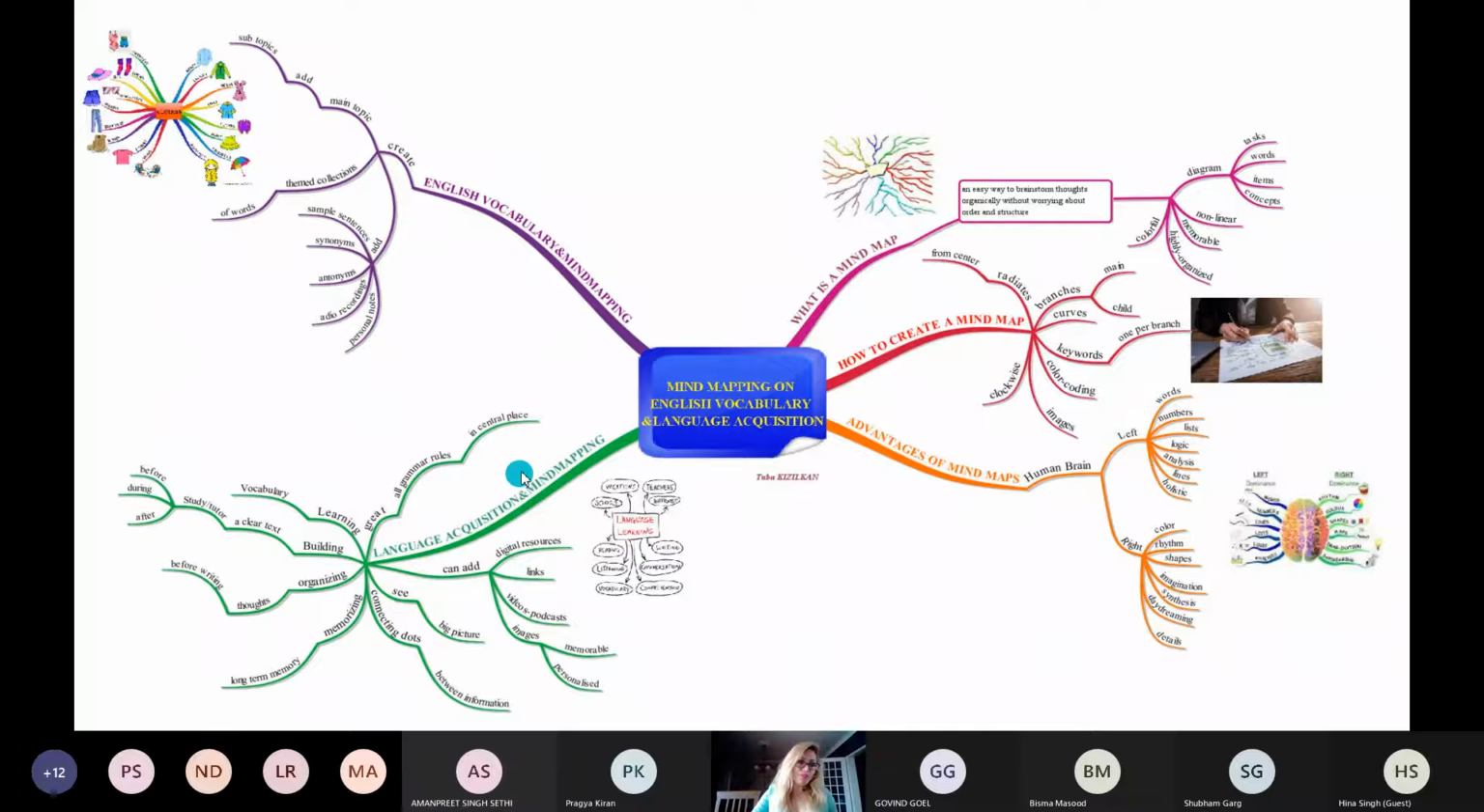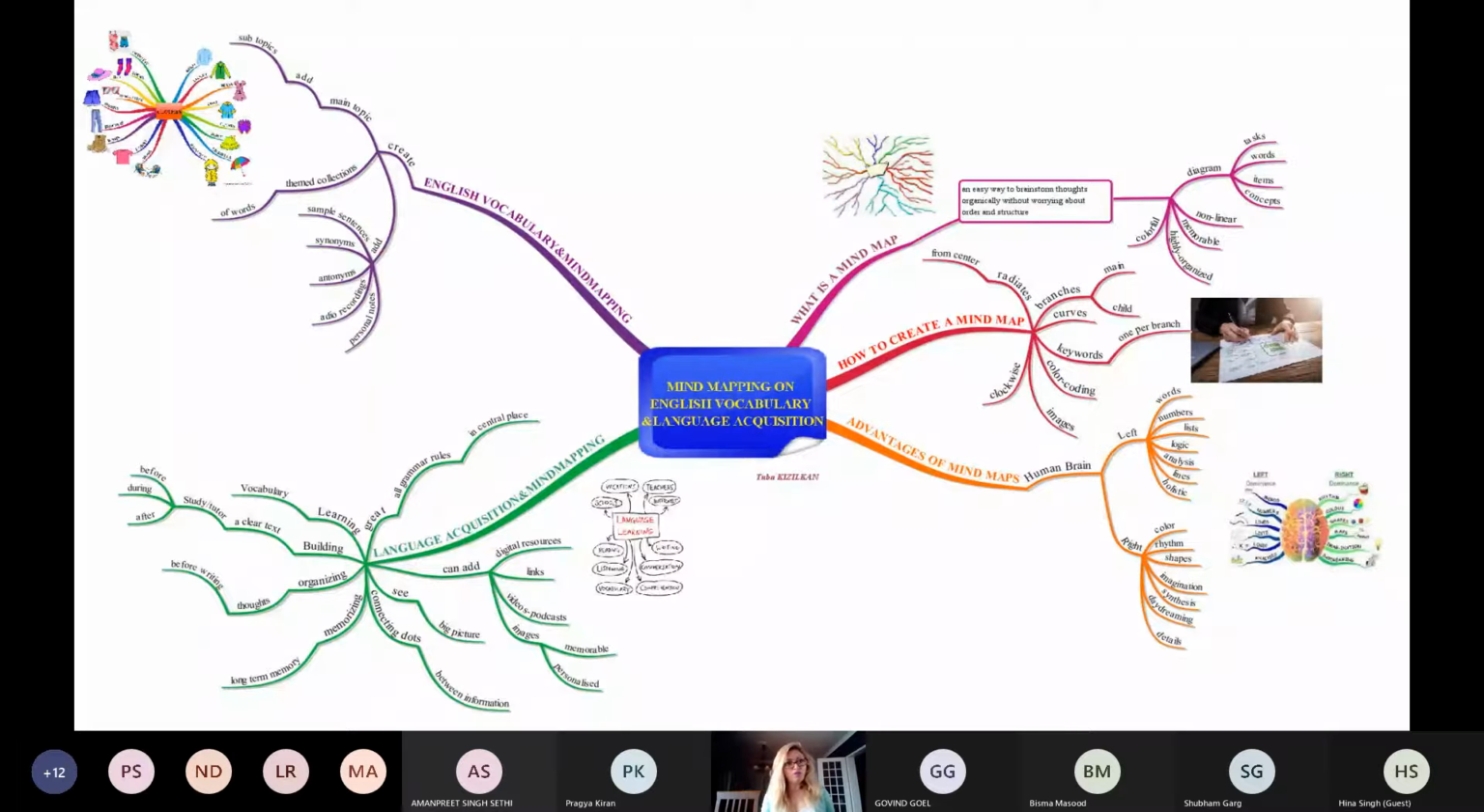So if you go into detail, what I'm going to talk about is, in language acquisition, there are some components like learning vocabulary, and we need to build a clear text. Maybe if we study with a tutor, we can get a mind map so that we can compare before and during and after the process of studying the language.